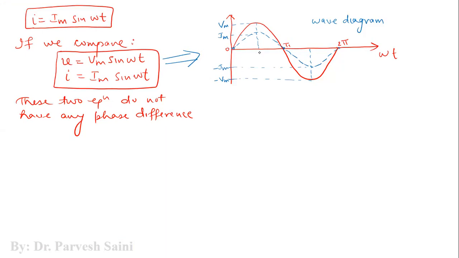Phase difference is basically either any of the signals, voltage or current, leading the other one or lagging the other one. So if leading and lagging is there between the signals, then we can say that they have a certain phase difference, a difference in their phase, a difference in their angles. So if we have to represent these two equations with the help of phasor diagrams, how will you represent?